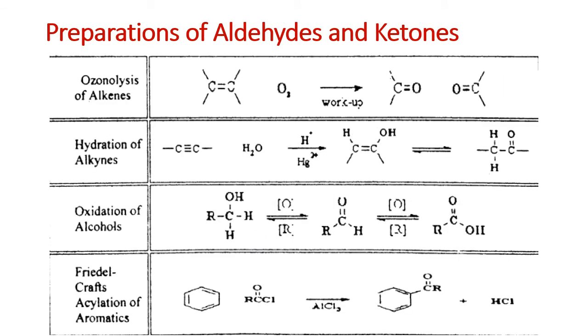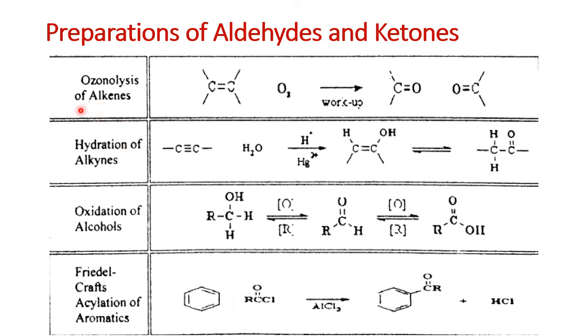So we are going to discuss a very important part of this lecture, that is the preparation of aldehydes and ketones. These aldehydes and ketones can be prepared by various methods. This is the summary of four ways in which we can make the aldehydes as well as the ketones. All these methods were discussed in the previous lectures, so this is only a revision of all those lectures.